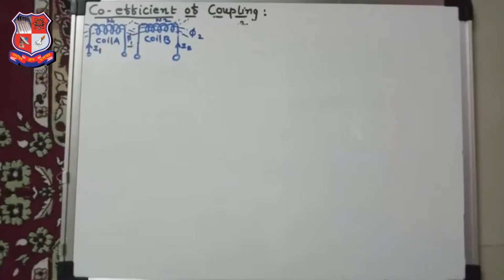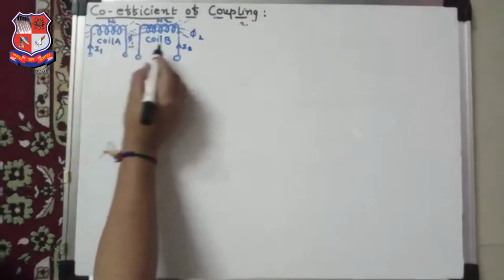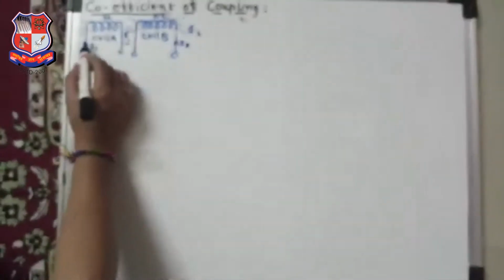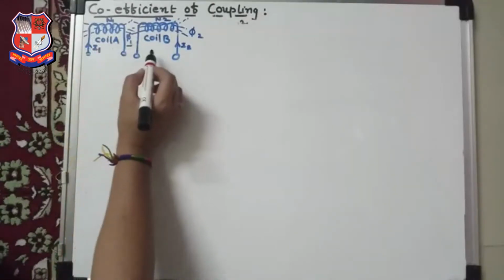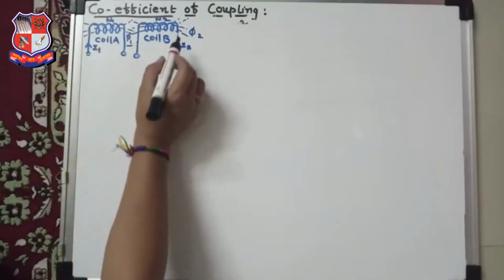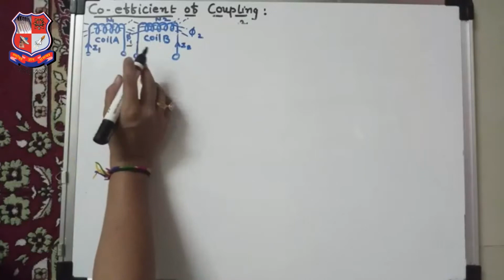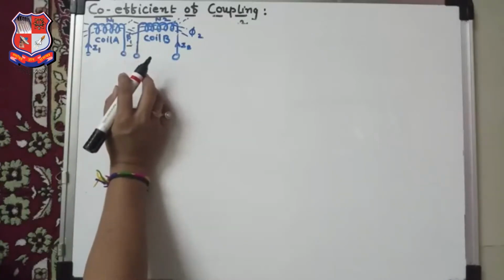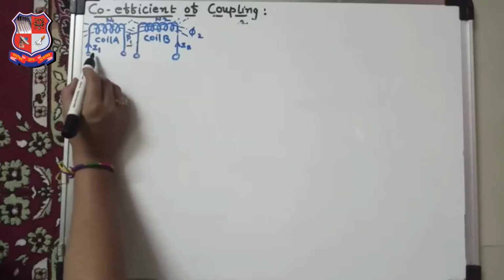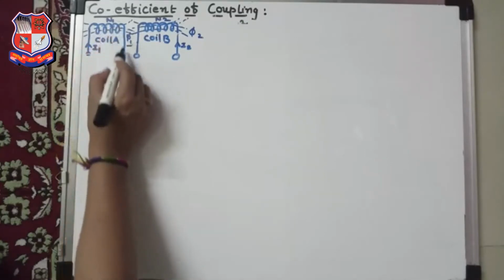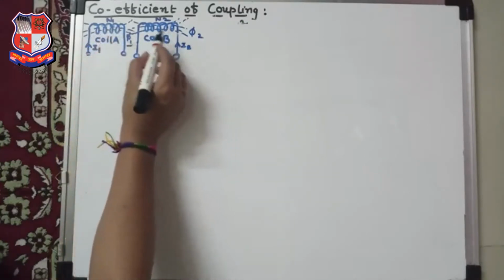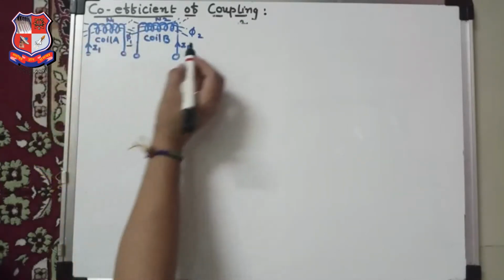Today we are going to discuss the coefficient of coupling from electromagnetic induction. Consider two coils, labeled coil A and coil B. Coil A has N1 turns and coil B has N2 turns. Both are linked by the magnetic flux. Current I1 is flowing through coil A and current I2 is flowing through coil B. Now what is the self inductance of coil A?